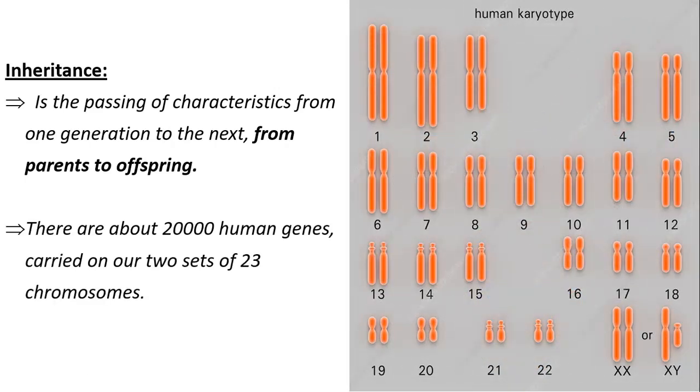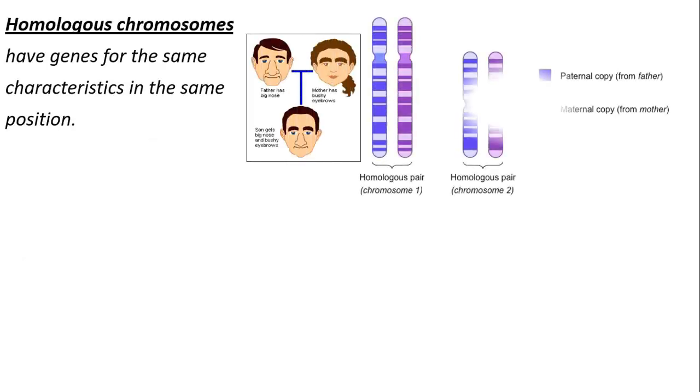There are about 20,000 human genes carried on the 23 pairs of chromosomes. So again, this is the karyotype or the microscopic image of our chromosomes. Each one of them carries a lot of genes. That's why we have around 20,000 genes carried on those chromosomes.